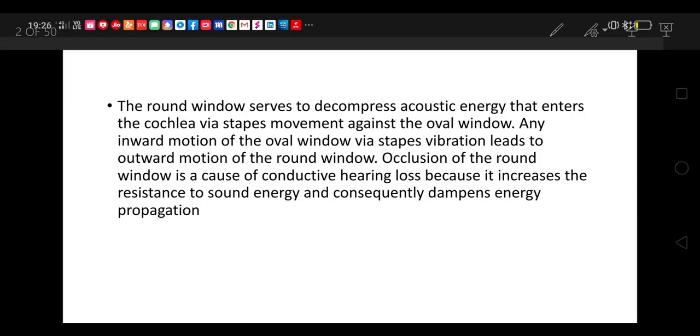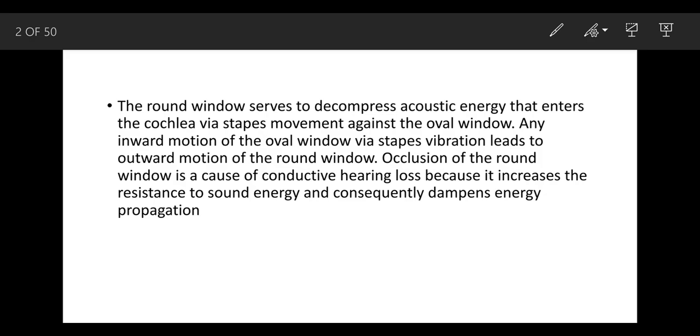The round window and the round window membrane. The round window serves to decompress acoustic energy that enters the cochlea via stapes movement against the oval window. Any inward motion of the oval window via stapes vibration leads to outward motion of the round window. Occlusion of the round window is a cause of conductive hearing loss because it increases the resistance to sound energy and consequently dampens energy propagation.